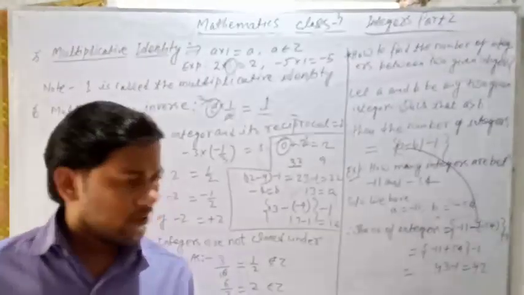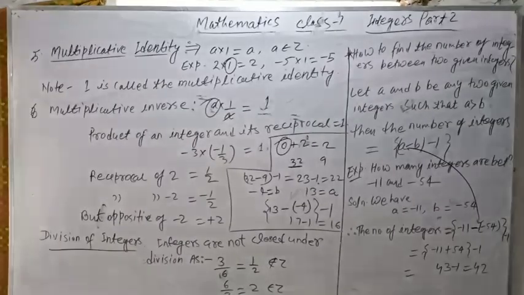So I hope all of you have understood how to find the number of integers between two given integers.